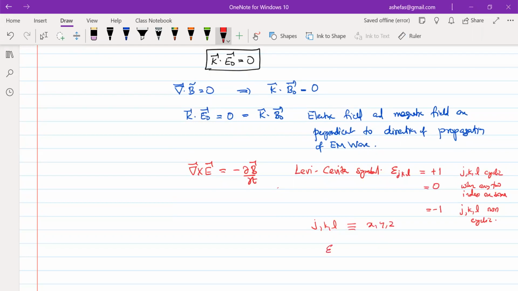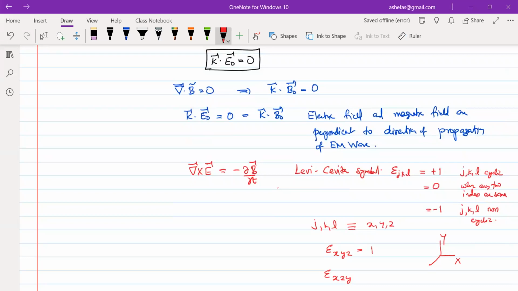So that means epsilon x, y, z. So x, y, z is cyclic. So epsilon x, y, z means it is plus 1. And epsilon x, z, y, it is non-cyclic. Okay.